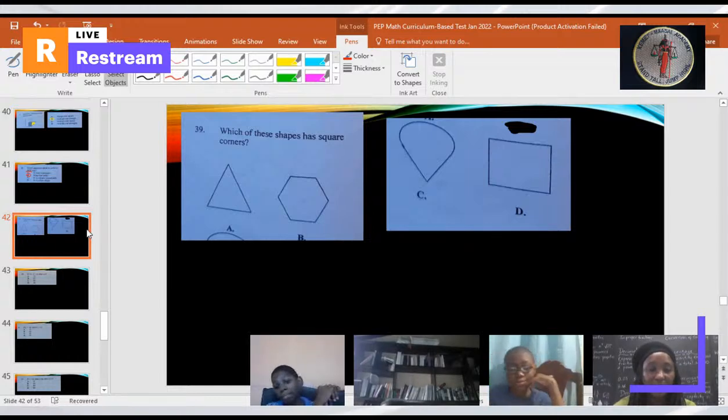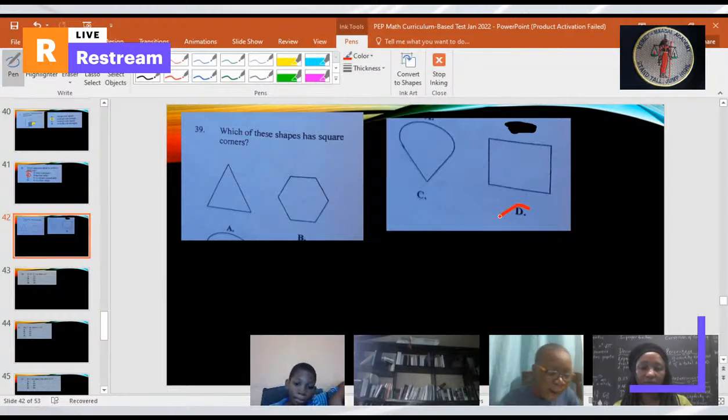All right, Amari, 39. Number 39. Which of these shapes has square corners? Miss, I would say D. All right, that is correct. So the corners meet each other at right angles, right? Vertical and horizontal lines.